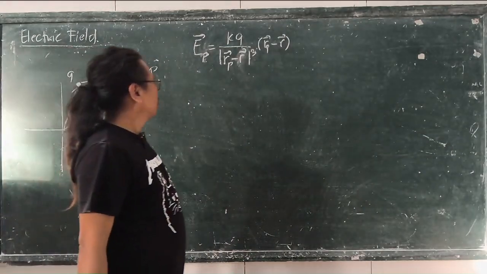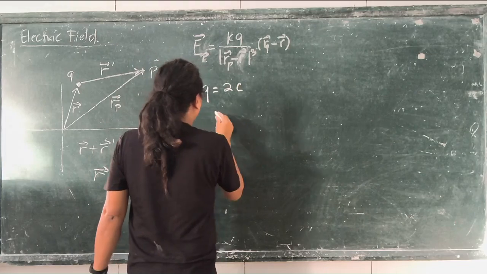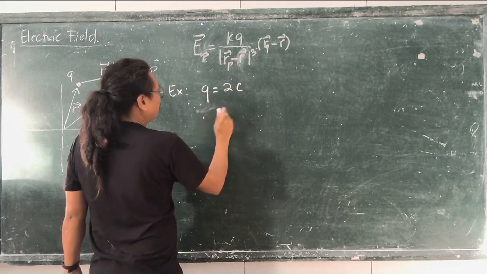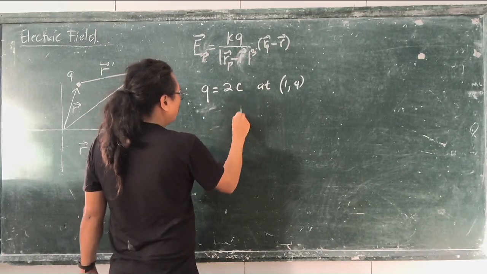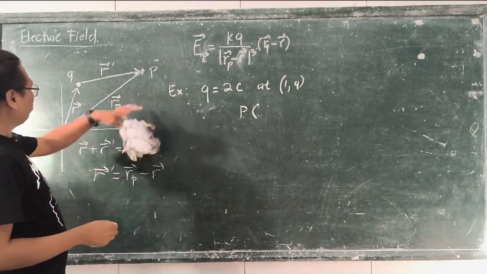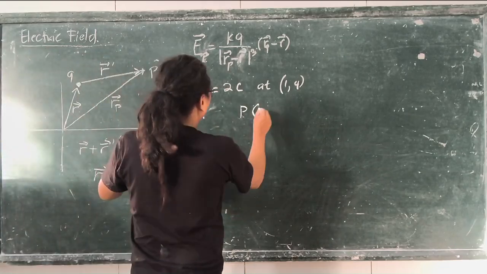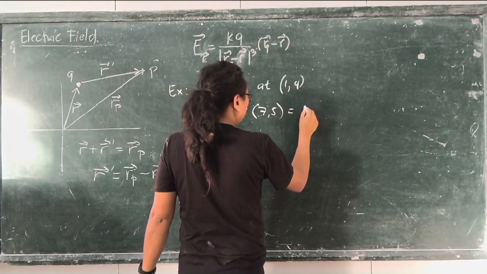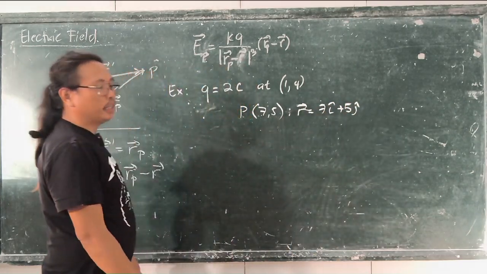Now, all of this plugs in. So for example, let's say Q equals 2 coulombs and is located at, let's just use two dimensions, R equal to (1, 4). Our point of evaluation, point P, is at (7, 5). Or we can say that RP is 7 i-hat plus 5 j-hat.